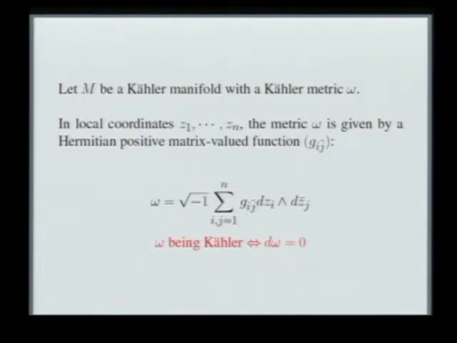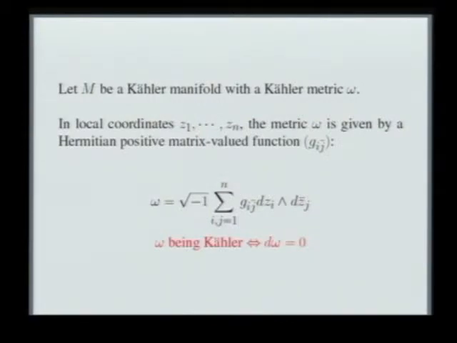In this talk, M is a Kähler manifold with a Kähler metric. That means this metric is locally given by positive Hermitian matrix valued functions, and it's convenient to write a metric in terms of the Kähler form. You write this as a globally defined two form, and if you just have these conditions, it simply means this metric is a Hermitian metric.